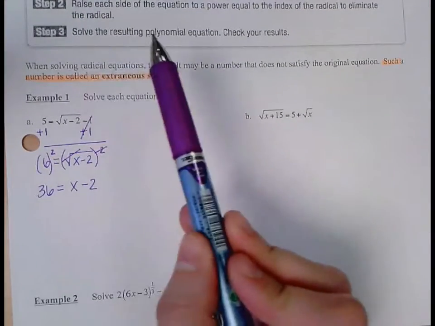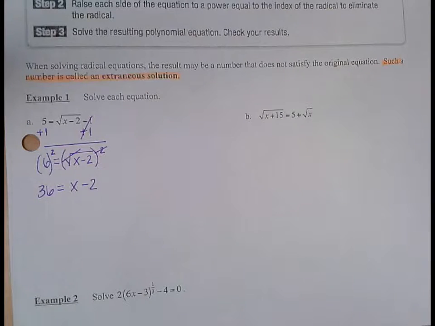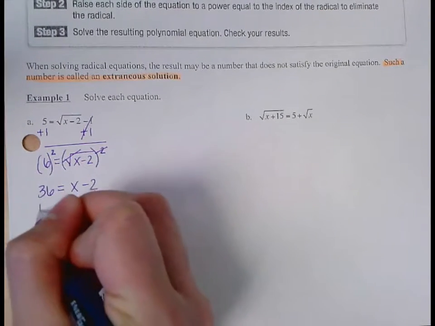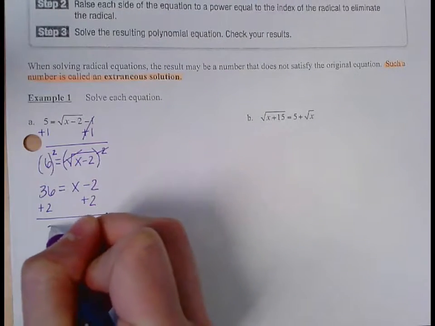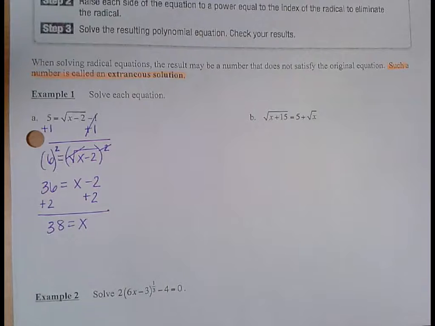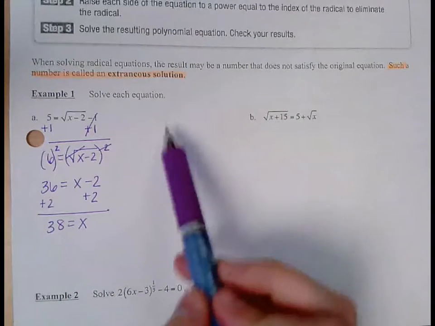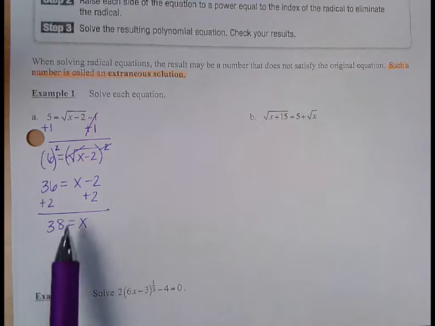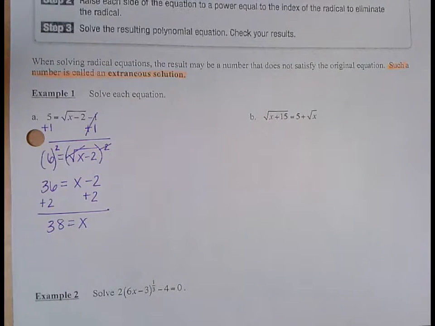And then you solve the resulting equation for your variable. So in this case, to solve for x, I would just have to add 2 to each side. So then x would equal 38. But then before you actually say, okay, this is my answer, you should check it. Do I have to see that you checked it? No. But you should check it. I'll know if you didn't check it if it's a case where the solution doesn't actually work out.